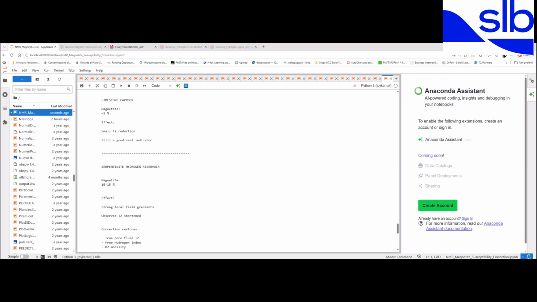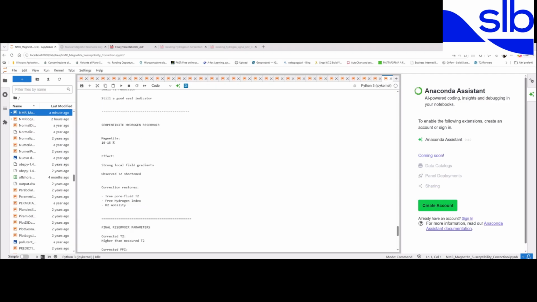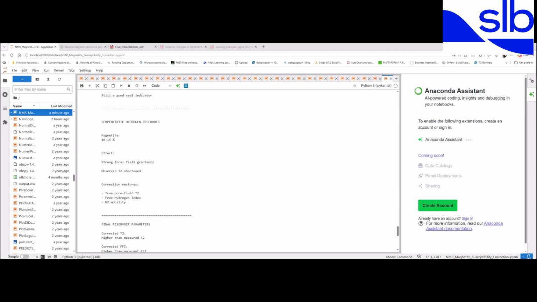In the serpentinite hydrogen reservoir, you have a percentage of magnetite between 10 and 14%. It affects strong local field gradients. What does it mean? You observe that the T2 relaxation time is shortened. So the correction restores the true pore fluid relaxation time, free hydrogen index high, and that means free hydrogen index and also high elevated mobility of hydrogen.